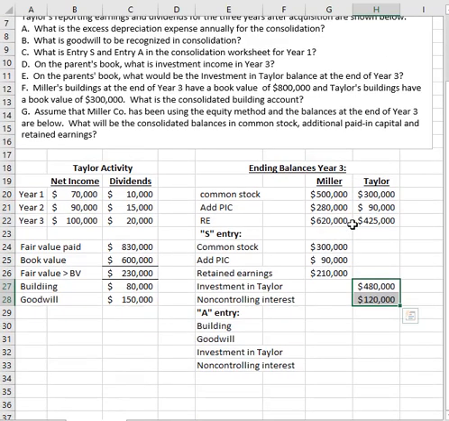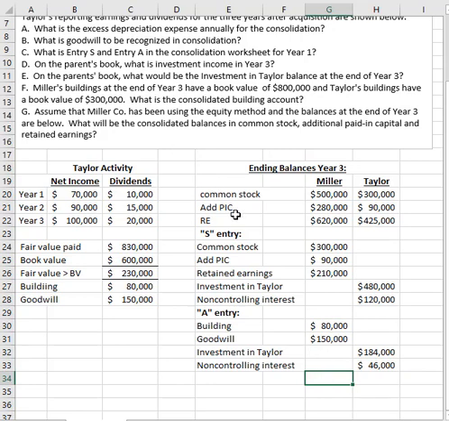Now what about the A entry? So the A entry is to step up the book value to the fair value for assets that were identified or to goodwill. So the building has to go up by the 80 and goodwill has to go up by the 150. And then these are added together. That 230 is going to be split 80-20. And then you can verify that your entry balances, and it does. So that's what they're asking for in C here, the S entry and the A entry. And that's for year 1, the end of year 1.